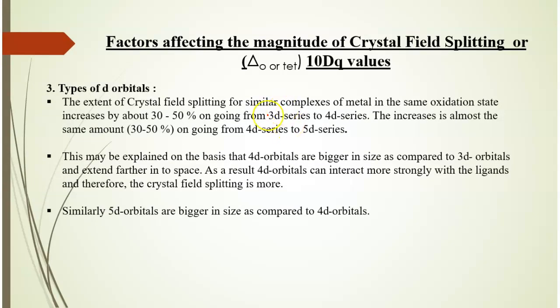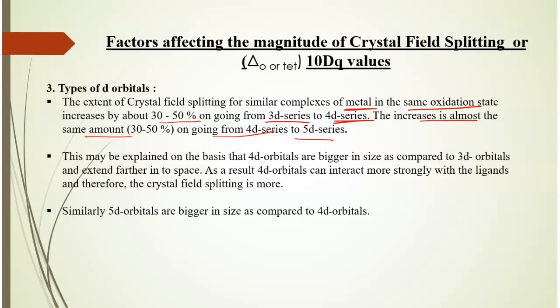They say over here that the extent of crystal field splitting for similar complexes of a metal, when the metal is in the same oxidation state, will increase by 30 to 50% on going from 3d to 4d series, and this increase is almost the same amount on going from 4d to 5d series. So कहने का मतलब क्या है कि जिन ऑर्बिटल्स का साइज सबसे ज्यादा होगा, 5d as compared to 4d as compared to 3d, greater the size of orbital, greater would be the splitting. Okay, size of orbital I am talking about, not ligand. So greater is the size of your orbital, greater would be the crystal field splitting.